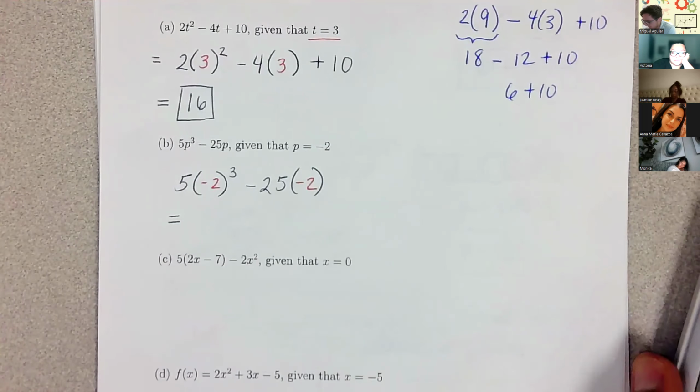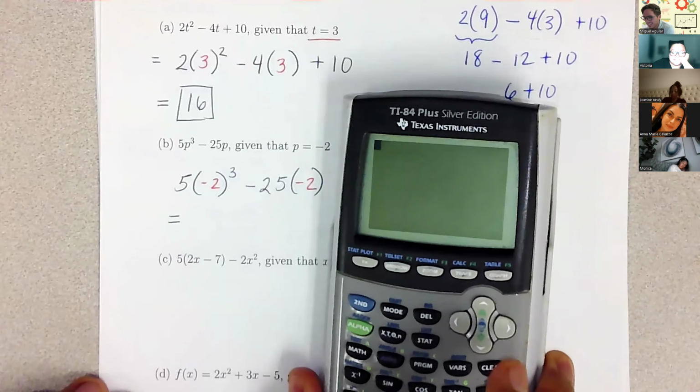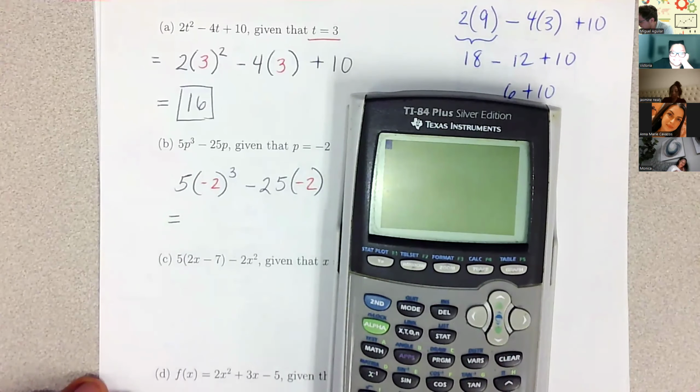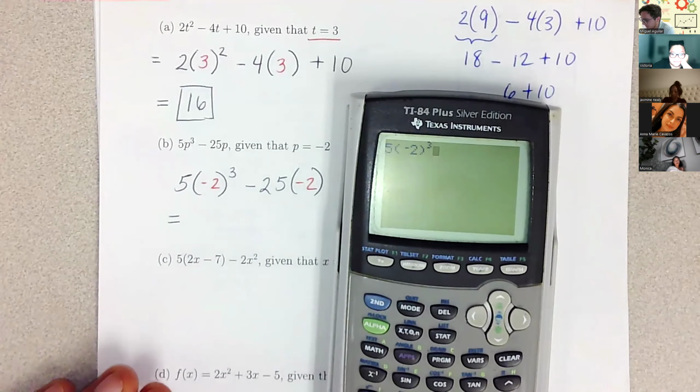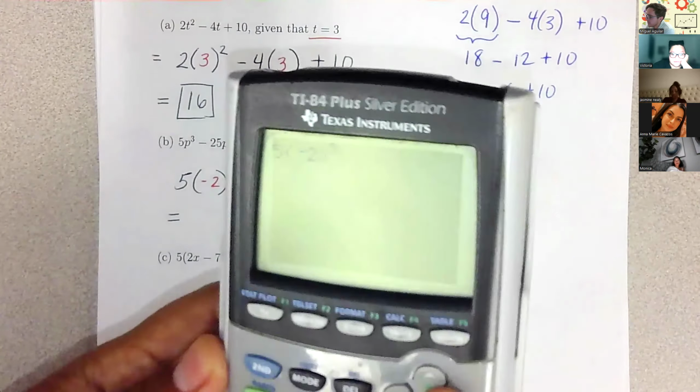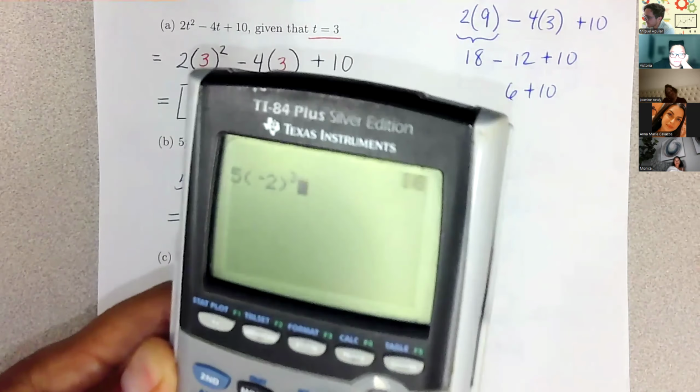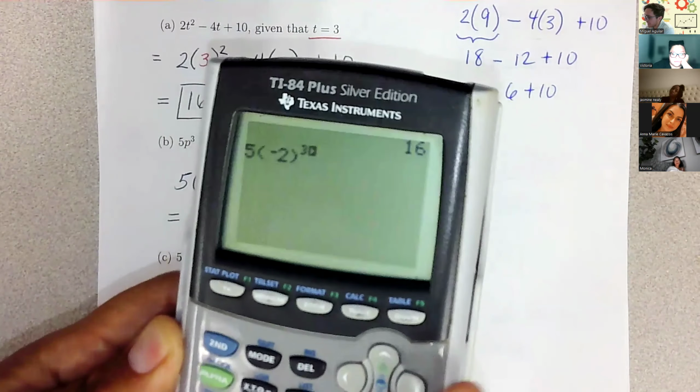Plugging that into the calculator exactly as we wrote it down, right? 5 parentheses, -2, close up the parentheses. Now we need that caret button to get an x to the third power. Sometimes your calculator stays up here stuck in the exponent, so just be careful about that.